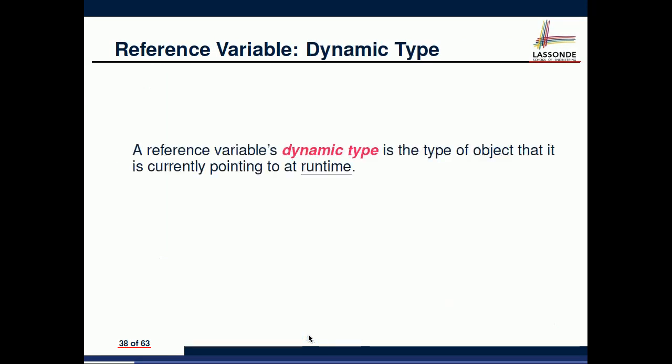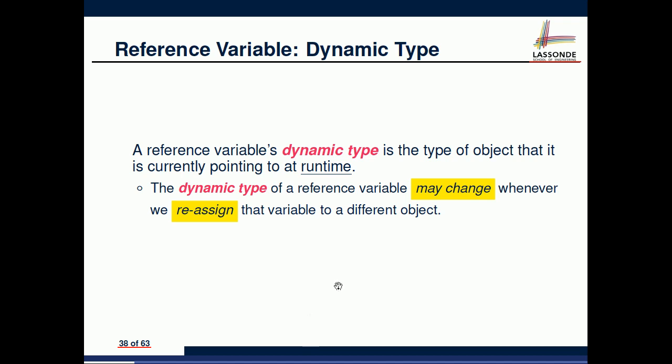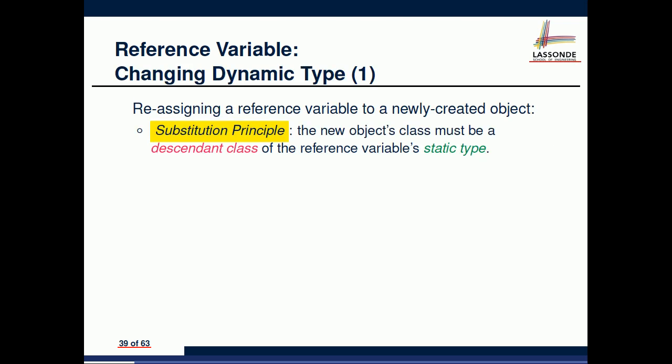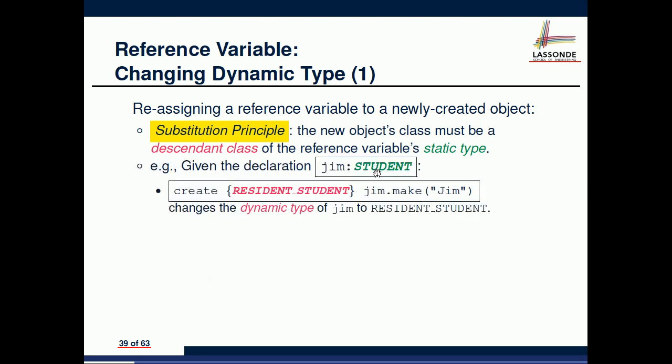Okay, let's say dynamic type. The dynamic type can be changed, basically depending on what object is being pointed to by the variable. So it may be reassigned as often as you like, every time you need it. Every time you reassign, you change that. There are two ways to change the dynamic type. Let's think about what the rule should be. Either you can say, let's say we got Jim is of type students, and then I simply say create resident students Jim.make Jim. So now, how do we know this particular line should compile? What should be the rule to check?